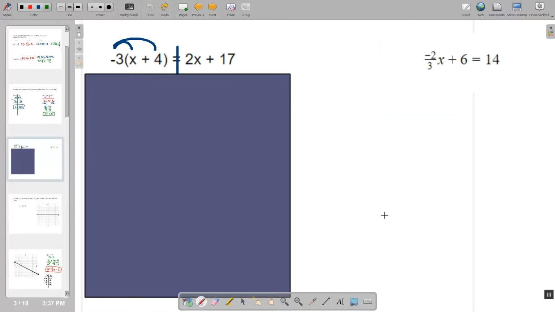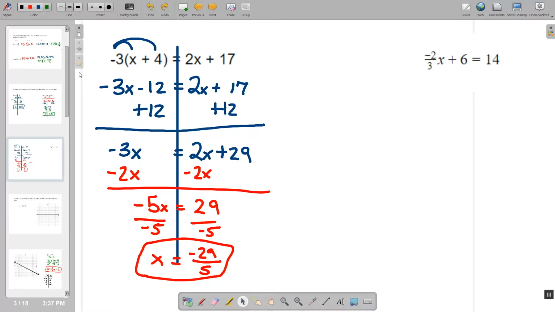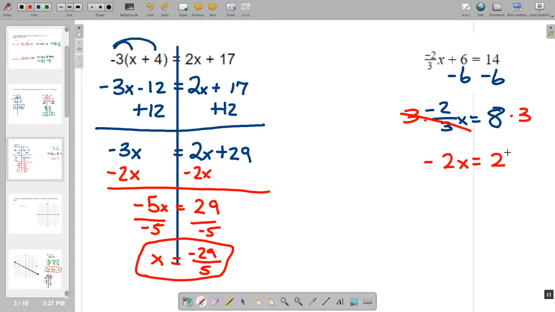A couple more solving equation problems here. This one has the distributive property in it right away, so make sure that you're careful with the distributive property. Your end answer is still a fraction or a decimal. I wrote it as a fraction. For this one, I'm going to subtract 6 from both sides, giving me negative 2/3 x is equal to 8. Now you could, if you're using a calculator, divide both sides by negative 2/3 pretty quickly. You could obviously divide the fraction by hand, but if you are not a fraction fan, you can always multiply both sides by 3 to get rid of the denominator. And then you can divide everything by negative 2 to get x is equal to negative 12.